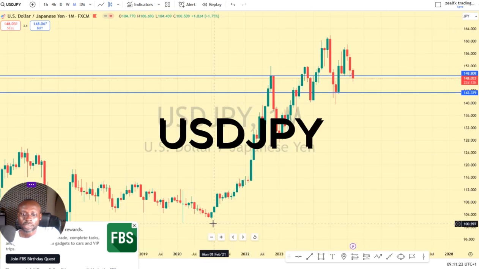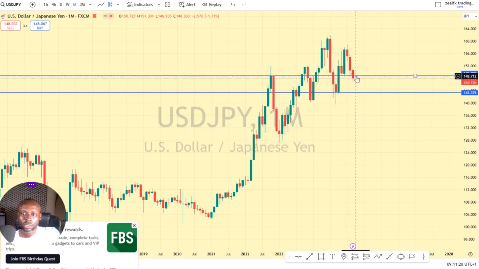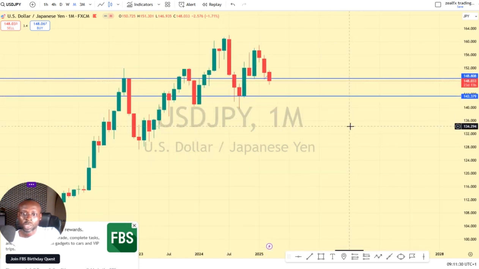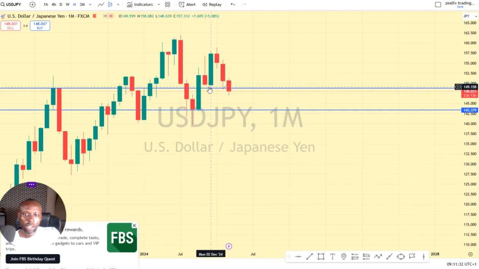USDJPY on the monthly chart still remains in an uptrend. So long as we have this series of higher lows, we will still remain in an uptrend on the USDJPY. If you can see from my monthly chart, we still have a support at this level. If price breaks below this support level, we expect price to push to the next support level. But if price fails to break this support level, we expect a push back to the top for USDJPY.